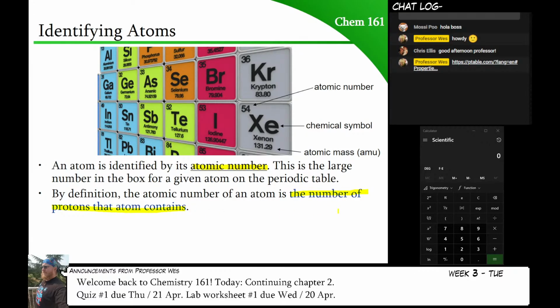This is a definition, because counting is not something that contains error. We have defined every atom by the number of protons in its nucleus. If you have 1 proton in your nucleus, congratulations, you are a hydrogen. If you have 2 protons, you're helium. If you have 3, you're lithium, and so on and so forth, all the way up to 118.